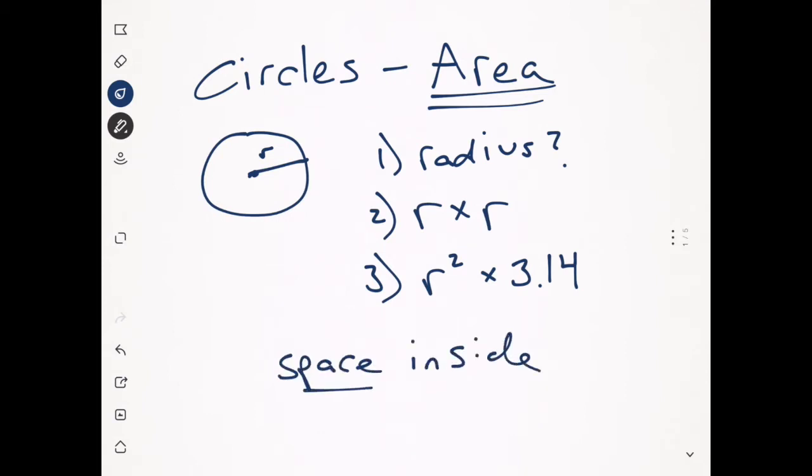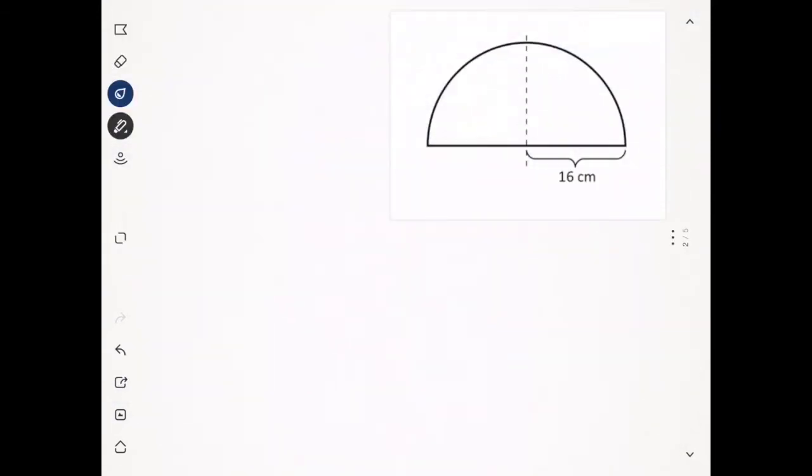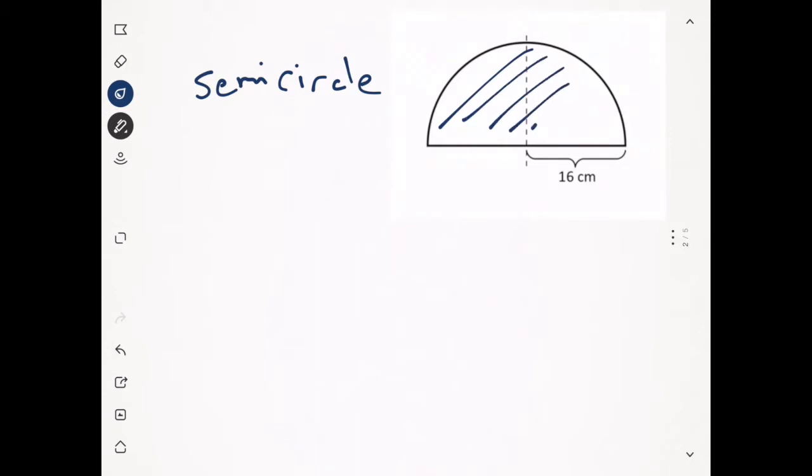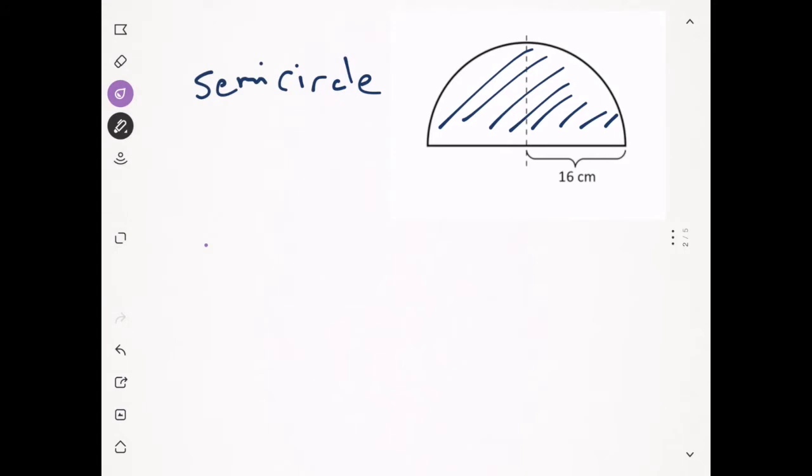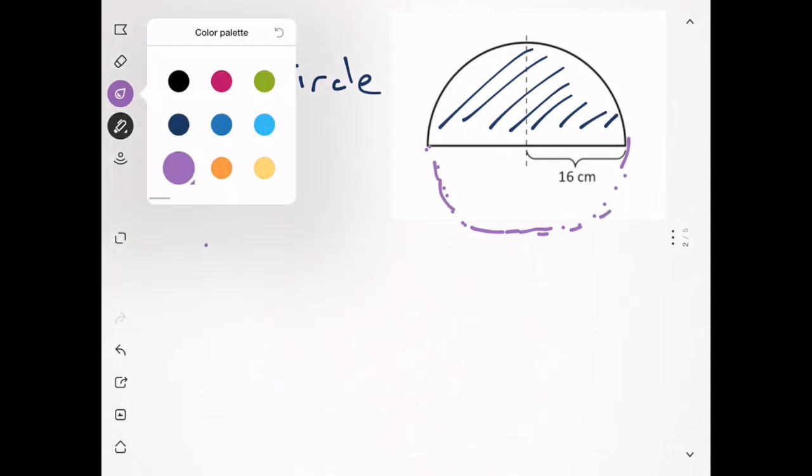But today we're going to mix it up a little bit. We're not going to do an entire full circle. So let's look at what we have. Example 1, here we have, if you recall, a semicircle, which is half of a circle. We want to find the area of it, so that's the space inside here. First thing I'm going to do is pretend that it's a full circle, like so. And we're going to find the area of that full circle.